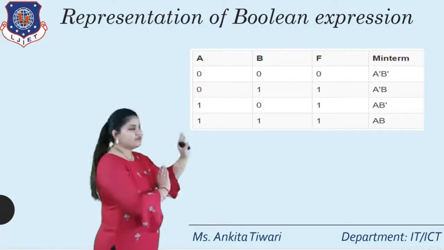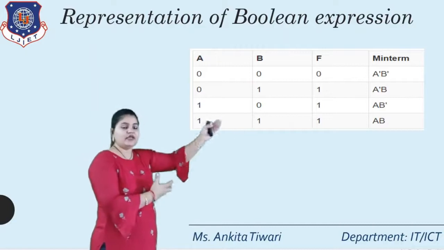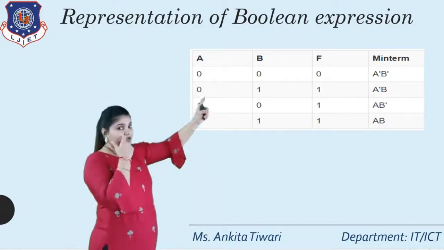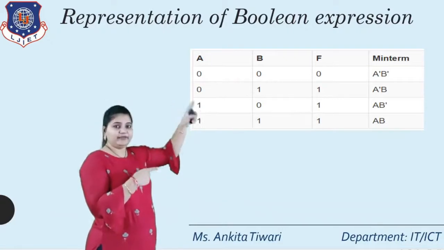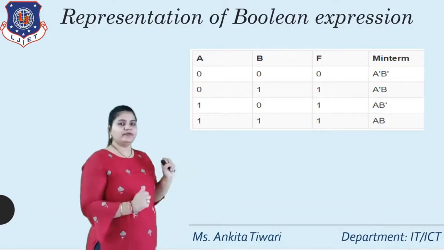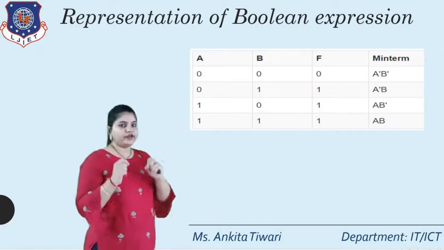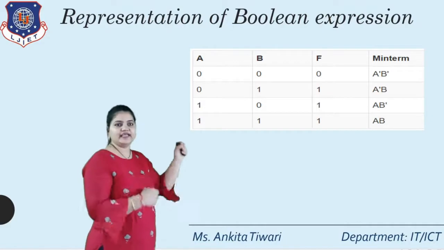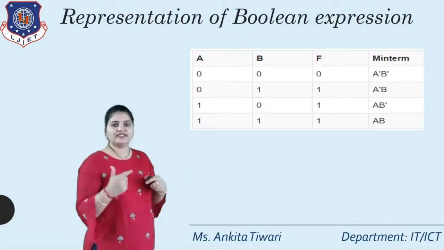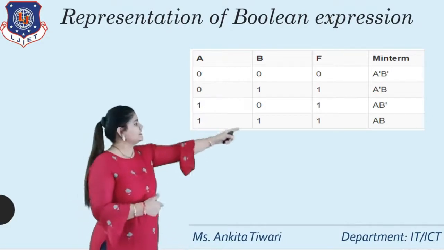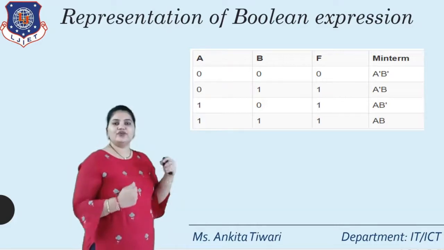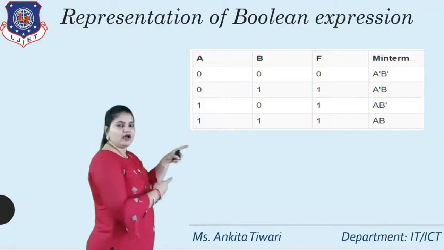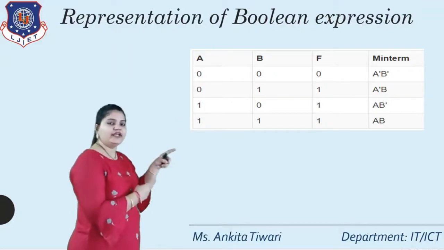Now the same thing we will represent in min terms, that means its actual representation in SOP. Here I have taken the example of a and b. The min terms will be represented as a bar dot b bar for the first value. The second value 0 1 is represented as a bar b. The third value 1 0 is represented as a b bar. The fourth value 1 1 is represented as a b. These are the terms included in min terms.